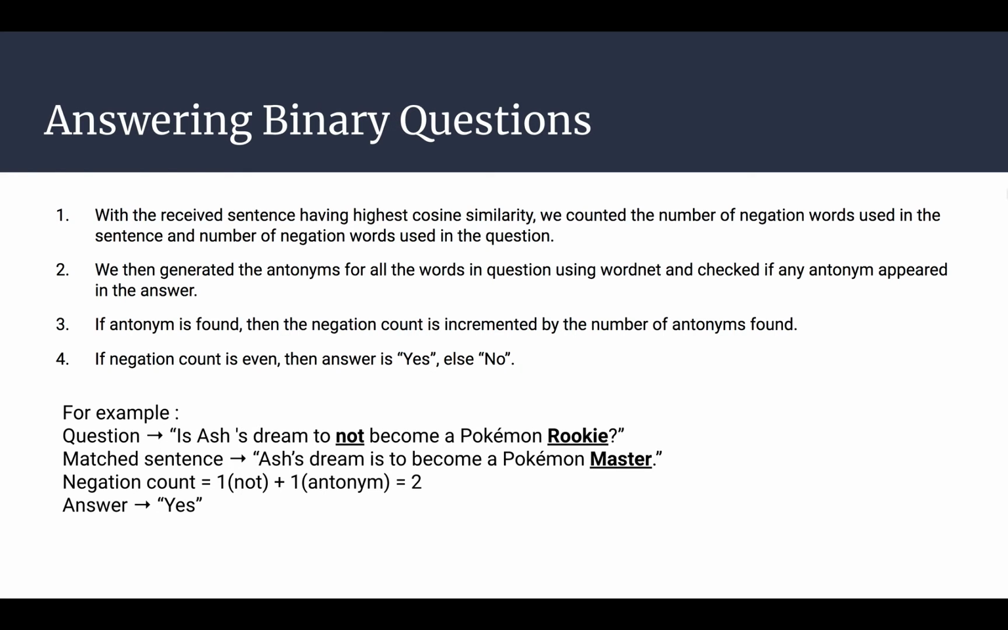For answering binary questions, we essentially count how many negations there are in both the question and the match sentence. We check for both negation words and antonyms. We then compute the negation count, and if it is even, then the answer is yes, or else it is no. An example can be shown at the bottom.